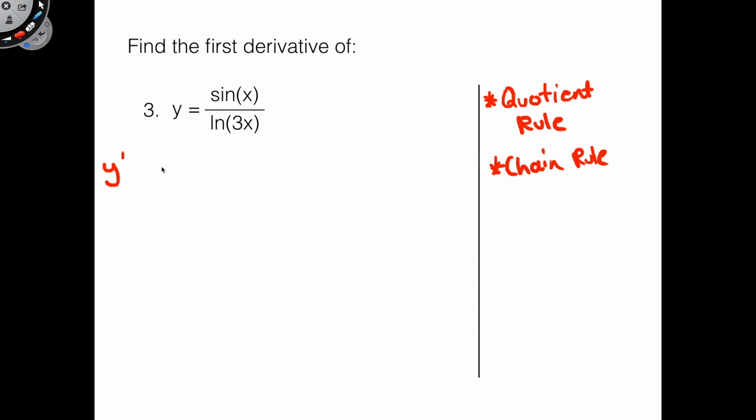So our derivative, y prime, is going to equal the quotient rule. First, we're going to start by using a quotient rule to set that up.